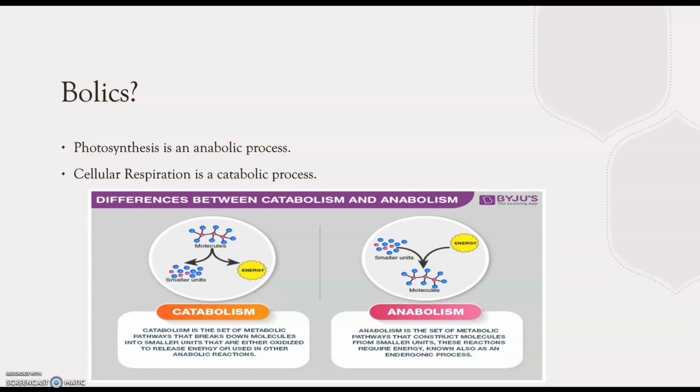But there are some organisms that have a process that is both catabolic and anabolic, and that is called chemosynthesis, and that is a process that can occur with no sunlight.